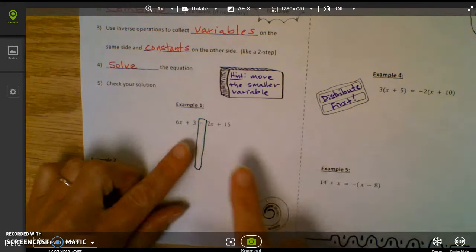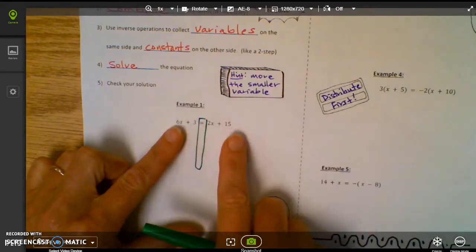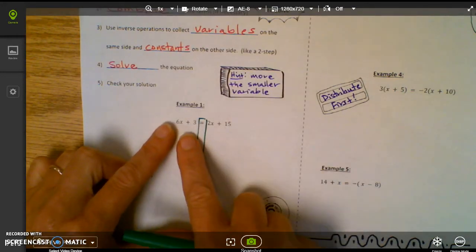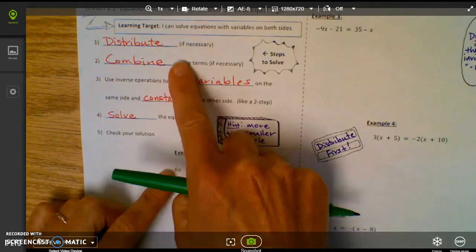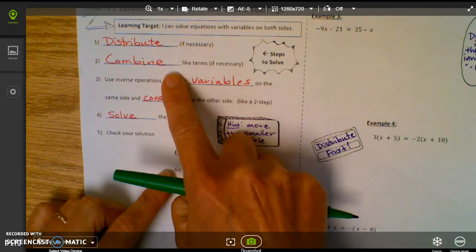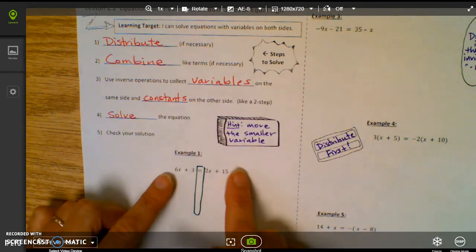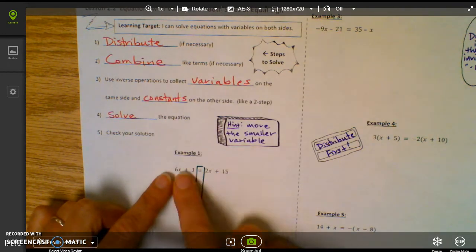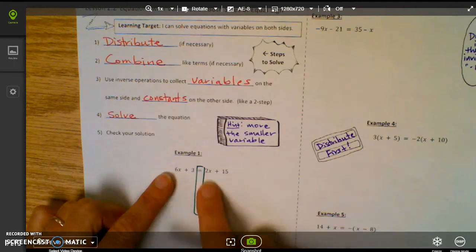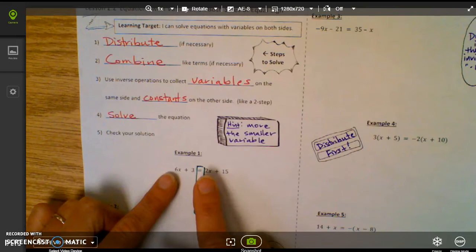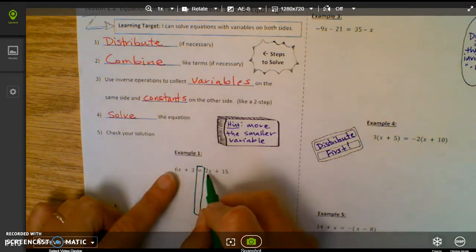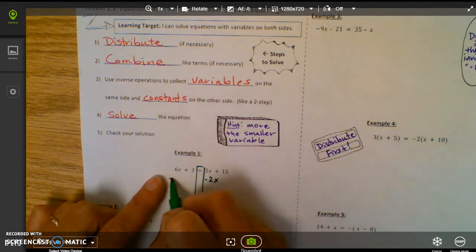So in order to make it look like a two-step equation, we said we have to get our variables on one side. First of all, we're not distributing because there's no parentheses, right? We're not combining like terms because there isn't anything alike over here, and there isn't anything alike over here. So what we do to get across this locker is we look at our variables first. If I have a 6x and a 2x, it's actually going to be easier to move the smaller variable. So 2x is currently positive. You're going to subtract it from both sides.